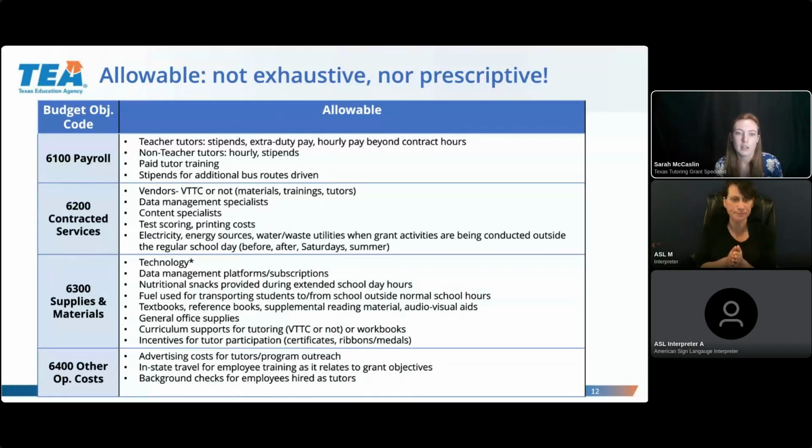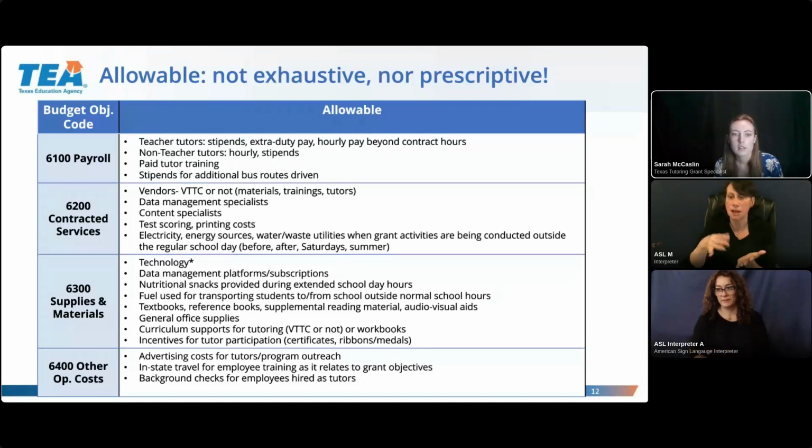General office supplies, if you need curriculum supports for tutoring, so like workbooks, whether those be from a vetted Texas Tutor Corps approved provider or somebody else that you vetted. And then if you want to issue small incentives for tutor participation, things like printed certificates, ribbons, medals to your students, that's something you can also charge to the grant. There's kind of a caveat there, but we'll address it here in just a second.